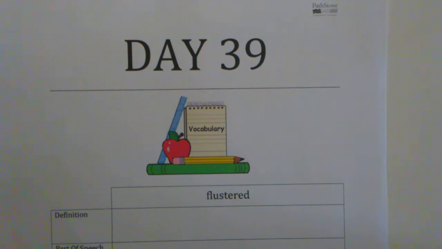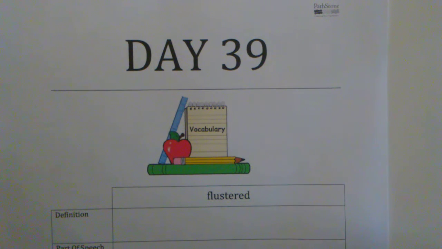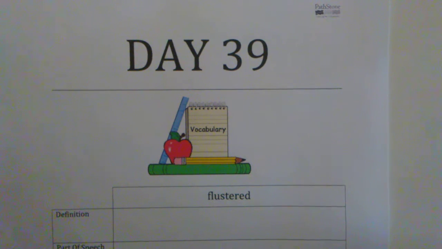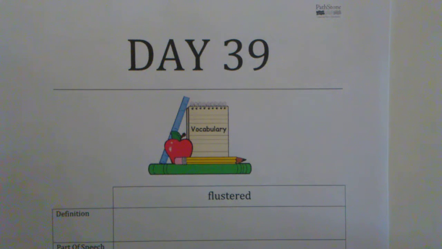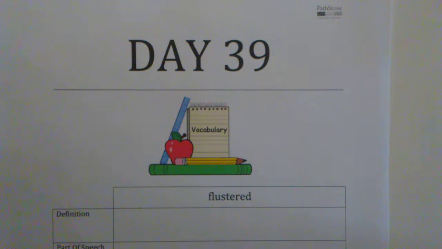Okay, we're on day 39, part B. In part A, we talked about quadrilaterals, the different kinds of quadrilaterals, and the angles within a quadrilateral. Today, we're going to talk about the perimeter and the area of quadrilaterals, of certain four-sided figures.